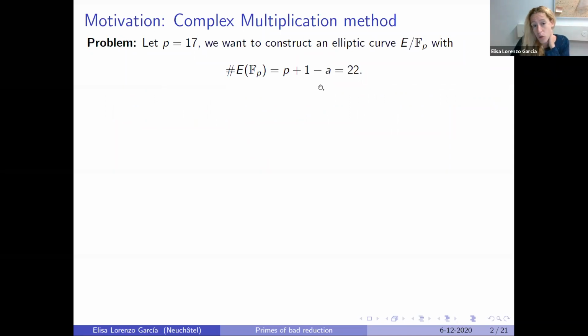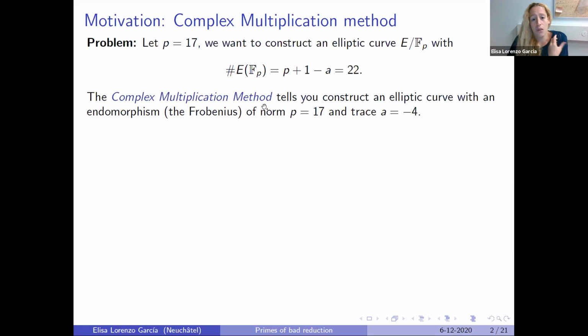So basically, in this example, if we want to construct an elliptic curve over F_17 with 22 points, what the complex multiplication method tells us is that we have to construct an elliptic curve with an endomorphism, the Frobenius, that has norm equal to p, 17, and trace equal to -4. This is what we want to have, the equality to 22.